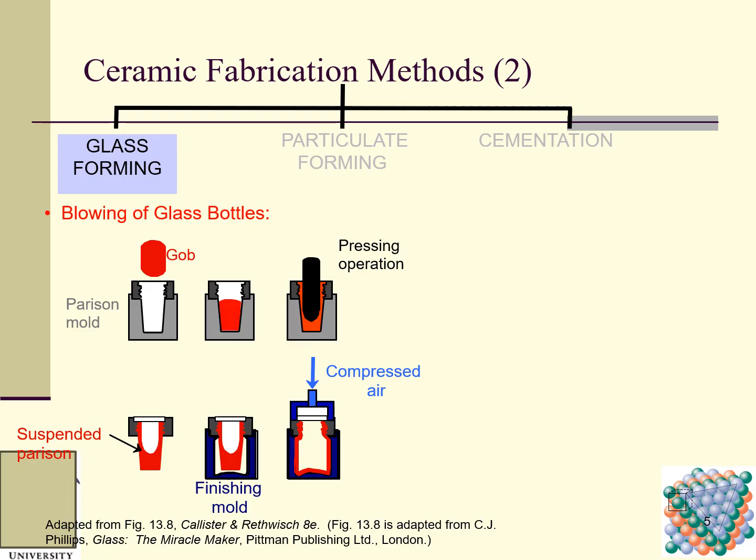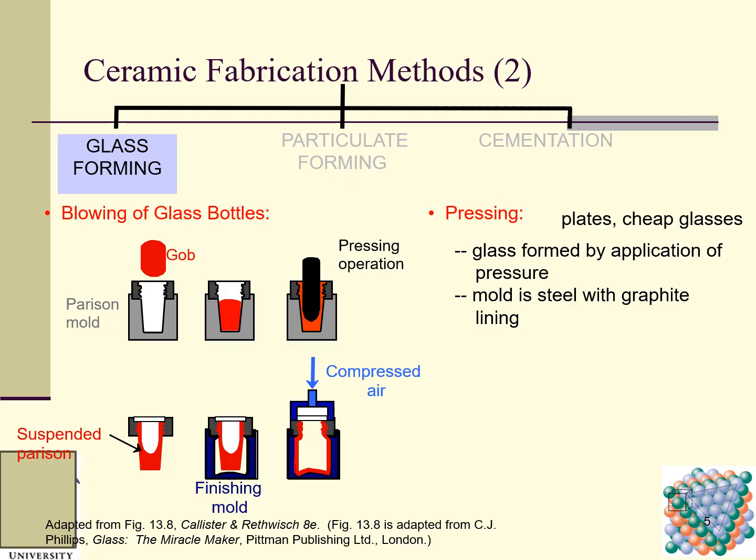So this is one thing. Another is a suspended parison. This is a suspended parison here. So here is a finishing mold, and here is compressed air. You can use compressed air to blow. The glass will go near the internal wall of the container of this mold.